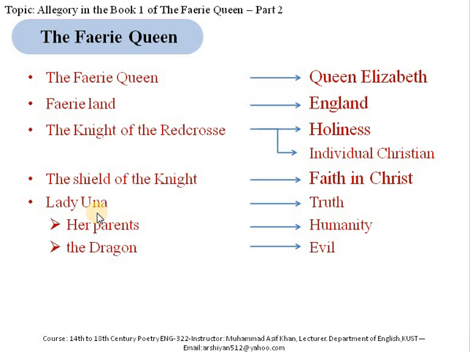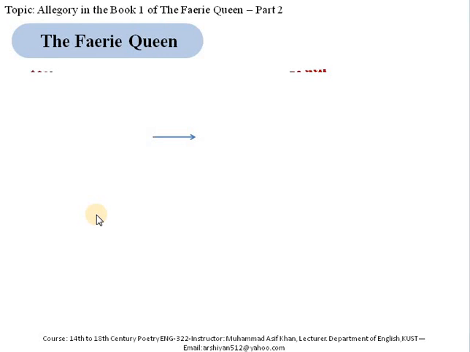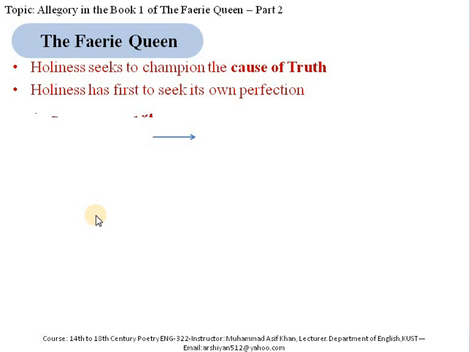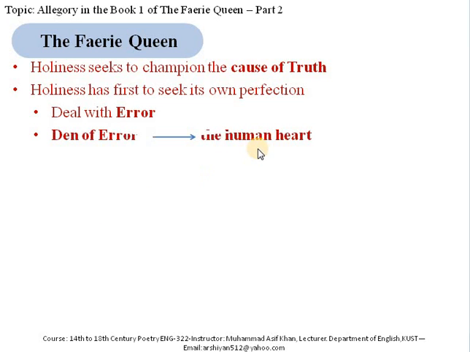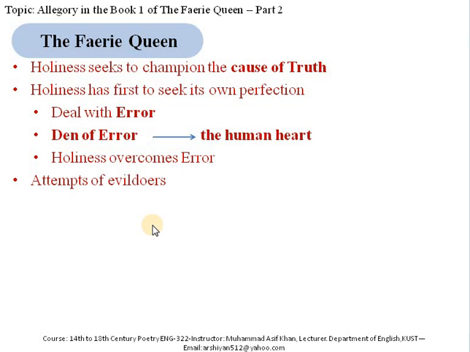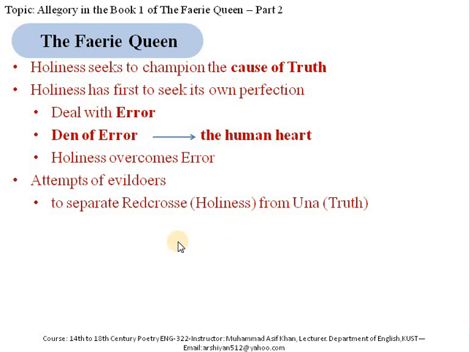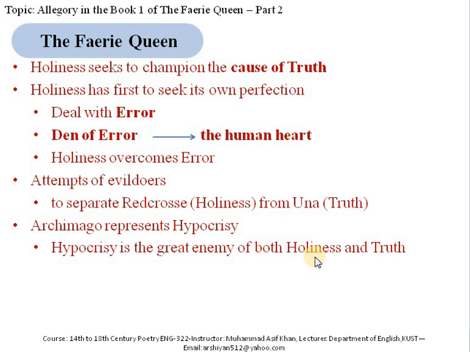So holiness is seeking to champion the cause of truth, and for that, first of all, holiness has to gain its own perfection. It encounters a monster like Error, which resides in the cave of Error that represents the human heart. Though holiness overcomes this Error in the very beginning, we see that there are attempts by the evildoers to separate holiness from truth. The first attempt is carried out by hypocrisy, represented in the character of Archimago, and we see that hypocrisy is the greatest enemy of holiness and truth.